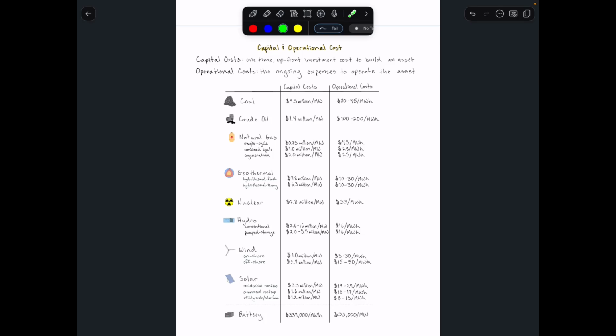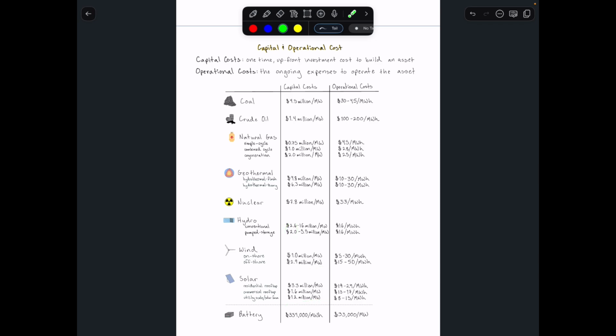Now, if we look at the other resources, they generally have lower to moderate costs in the range of about $1 to $3 million per megawatt. So you see these values with the different natural gas power plants here. You see that for the lower end of the cost of hydropower plants, and then wind and solar here.